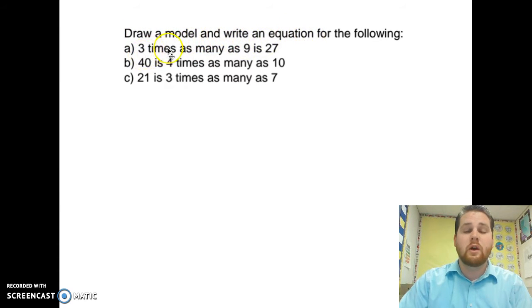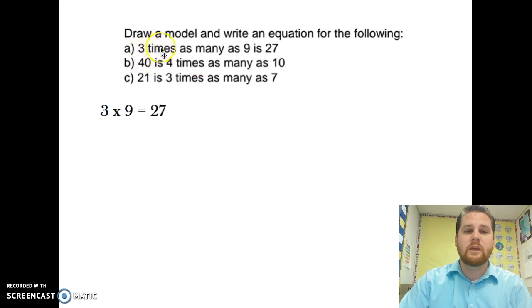So first of all, we know how to do a model. I just showed you. The model that I'm going to use is an array. But even before I do my model, I like to do the equation first because it kind of helps me understand it. So I would be writing down 3 times as many as 9 is 27. That keyword there is times. So it's not 3 more than 9. It's not 3 less than 9, but it's 3 times as many. So therefore, it is a multiplication problem.